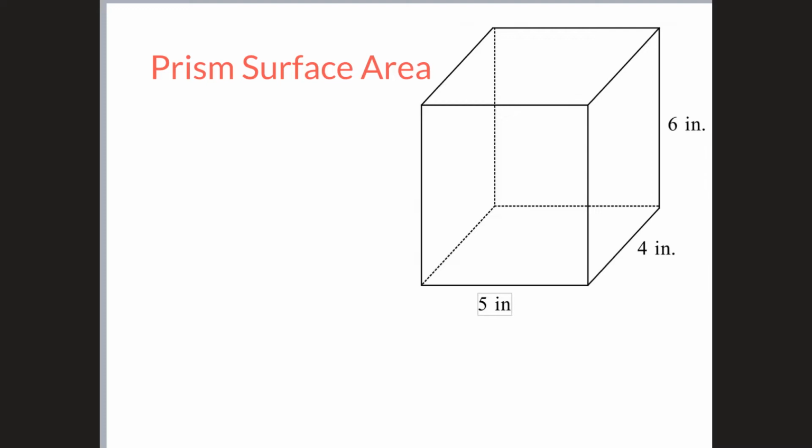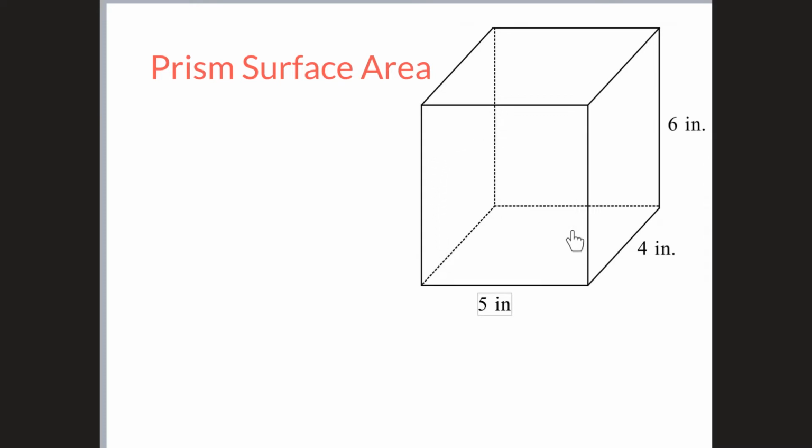So the first case is the rectangular prism. And you've got to be wondering, well, what is surface area? Well, the surface area is the area of all the surfaces added together. And in this case, we have 6 surfaces.